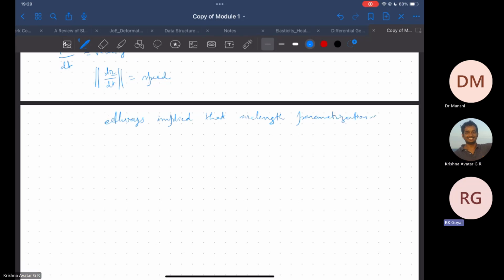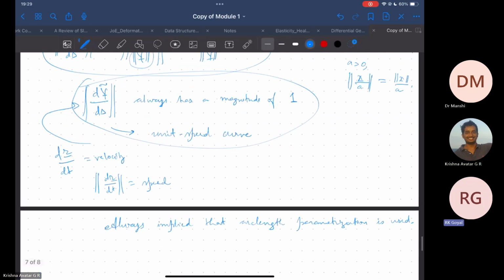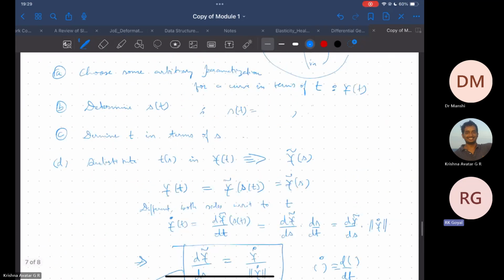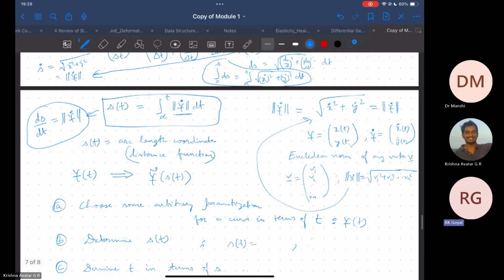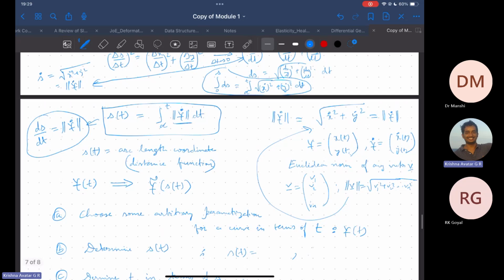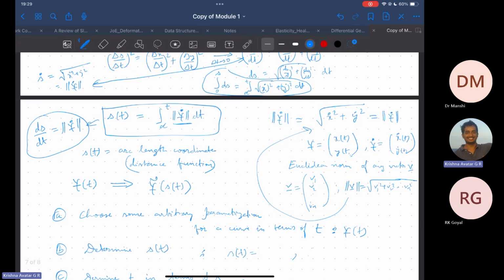I have some queries here. What kind of mapping is this s of t? Say, is this a mapping from R to R square or what? No, s of t is, again, s is also a scalar. Okay, so s is then a scalar.